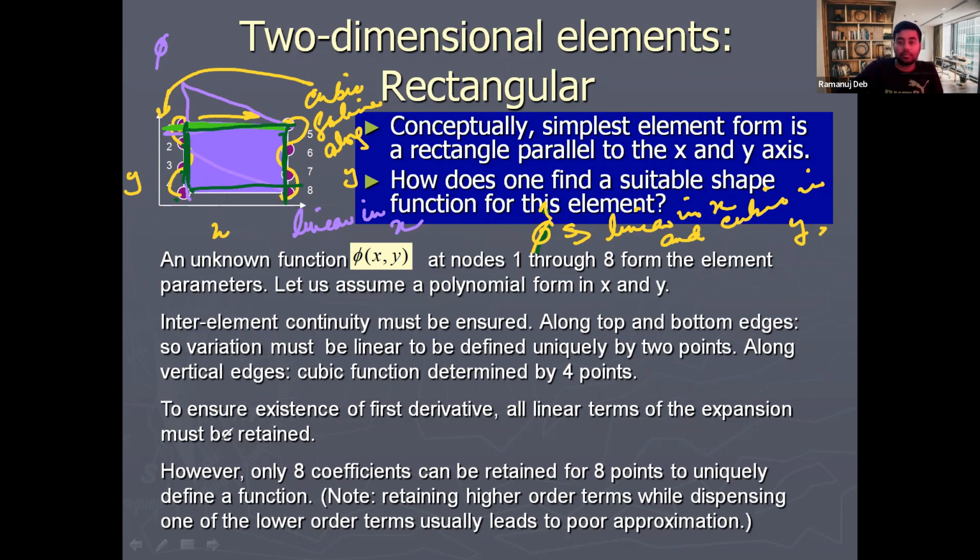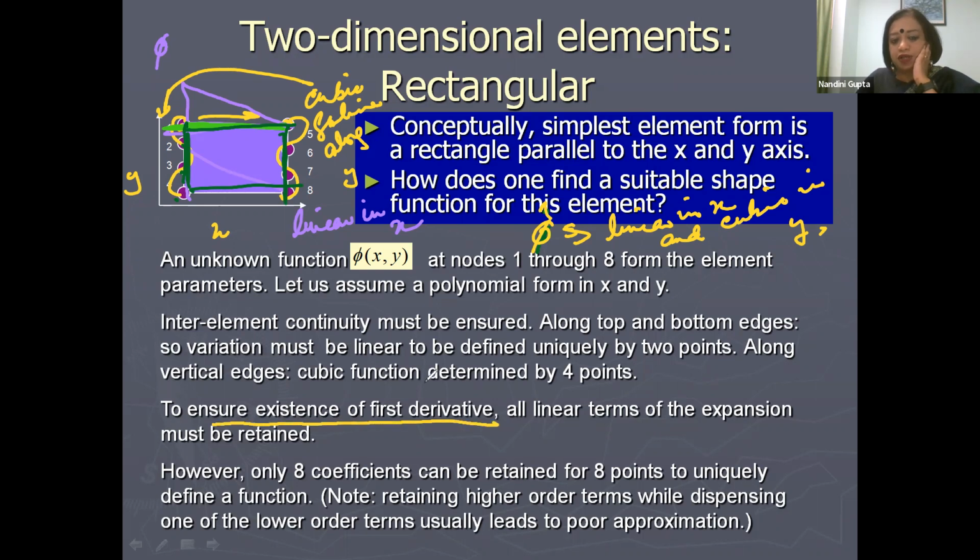Okay. And we must also remember that we have to ensure C0 continuity, which means we have to ensure the existence of the first derivative. So all the linear terms, a plus bx plus cy, must be there. See, the point is, you have 8 points. So you can have only 8 coefficients.